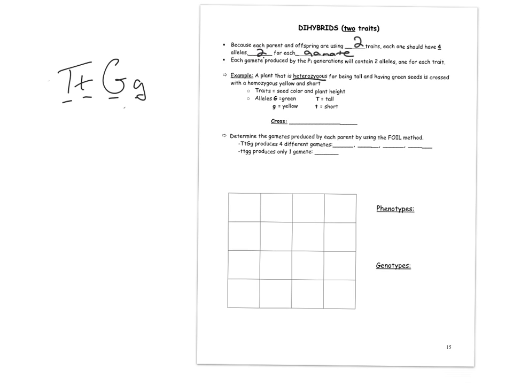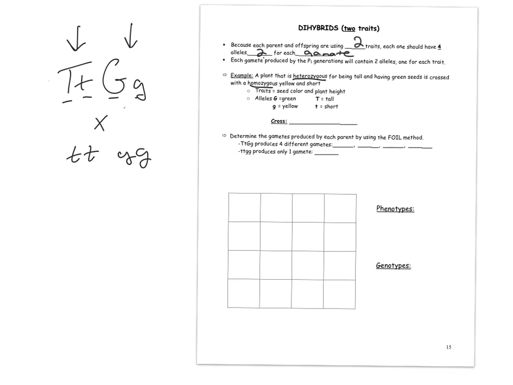And it's only going to give two of these alleles, one of these two and one of these two, to its sperm or its egg, right? And the other one is homozygous yellow and short. So this is crossed with another parent that's short and yellow. So these are the alleles that this parent can give.